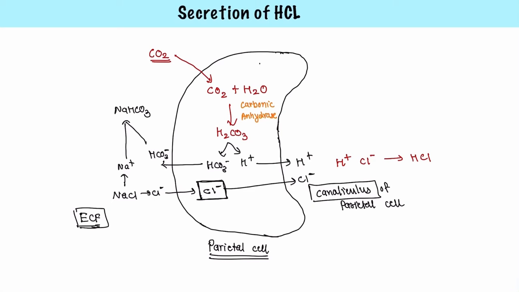To revise, CO2 we get from the metabolic activities. It will go into the parietal cell and combine with H2O and form H2CO3. Because H2CO3 is a very unstable compound, it will immediately split into HCO3 minus and H plus. H plus will go into the canaliculus of the parietal cell, and this HCO3 minus will exchange with chloride ion, and this chloride ion will go into the canaliculus and form H plus plus Cl minus, which gives us HCl.